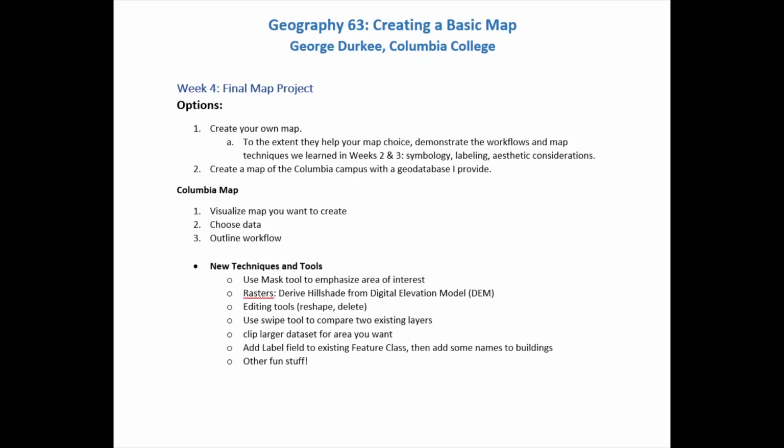And you've got two choices. You can create your own map from work you're doing either in another class or something you're interested in. And in that map, I'm going to want essentially the same things we went over in weeks 2 and 3. Symbology, labeling, and aesthetic considerations of a map. And label placement, make sure the symbology contrasts nicely with the map, and anything else you can think of.